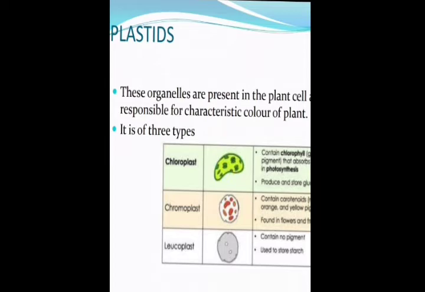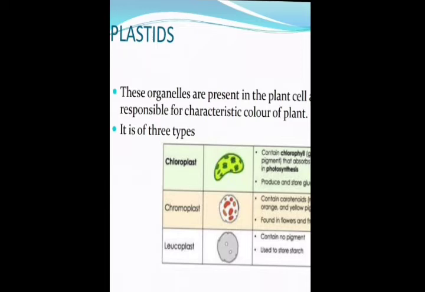Number 1, chloroplast. Number 2, chromoplast. And number 3, leucoplast. Chloroplast is the plastid which contains green color pigments, that is called chlorophyll, which has the tendency to absorb sunlight. That's why chloroplast helps in photosynthesis.